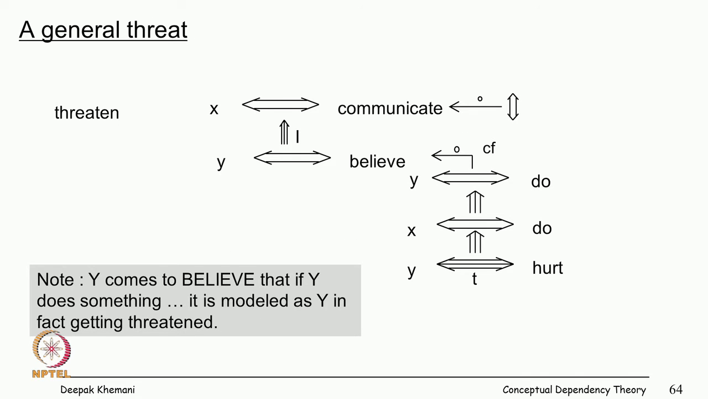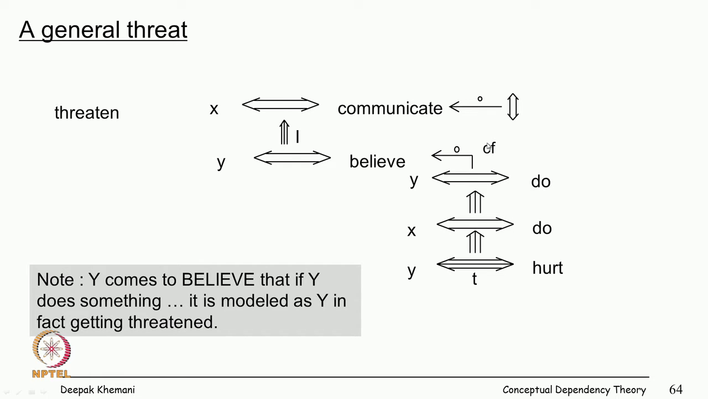Now, the word threaten can be represented as follows: X communicates something, it is not stated what that something is, it is some event essentially, as a result of which Y comes to believe that conditionally in the future, CF stands for conditionally in the future, if Y does something, then X will do something, as a result of which Y will get hurt essentially, I think.